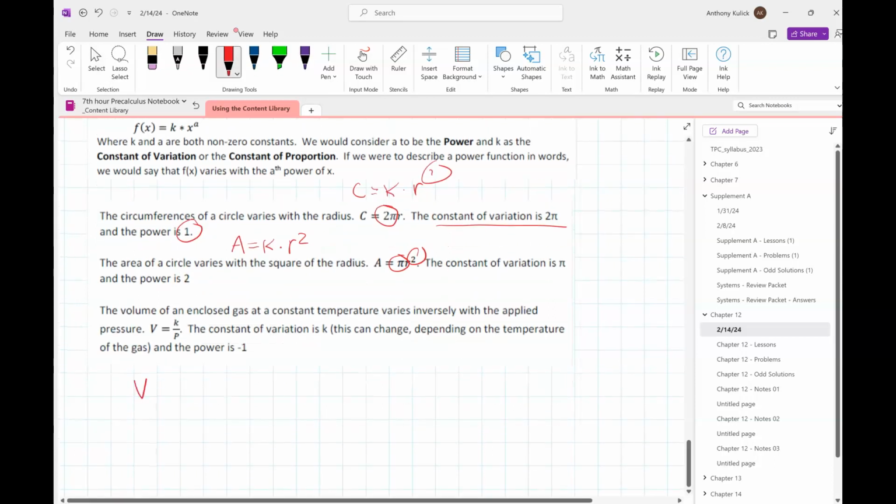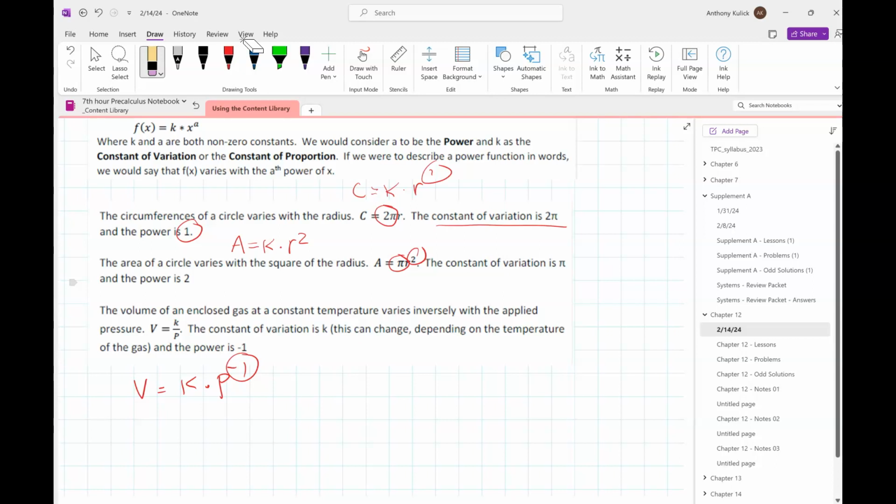So we'd say that V is equal to k times P to the negative 1. Yes, sure. How did I get the negative 1, though? Inversely. Inversely is words for negative 1. So the k is our constant of variation, and the negative 1 is our power. Everybody's okay?